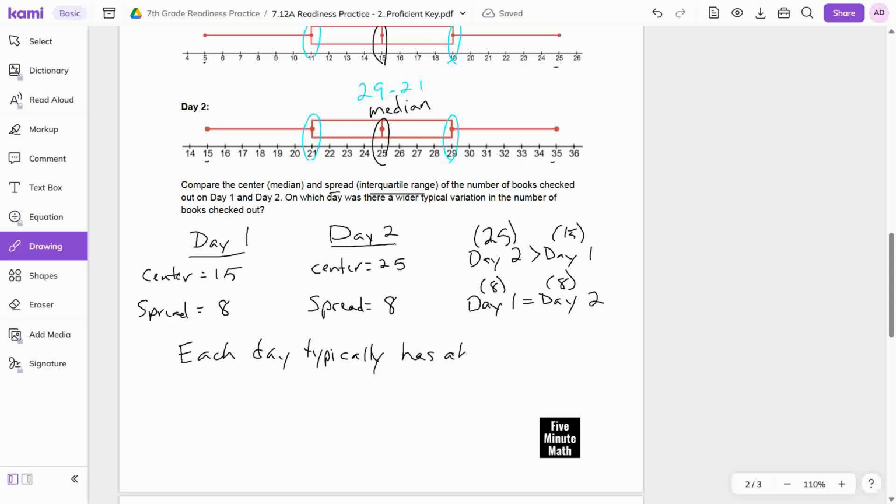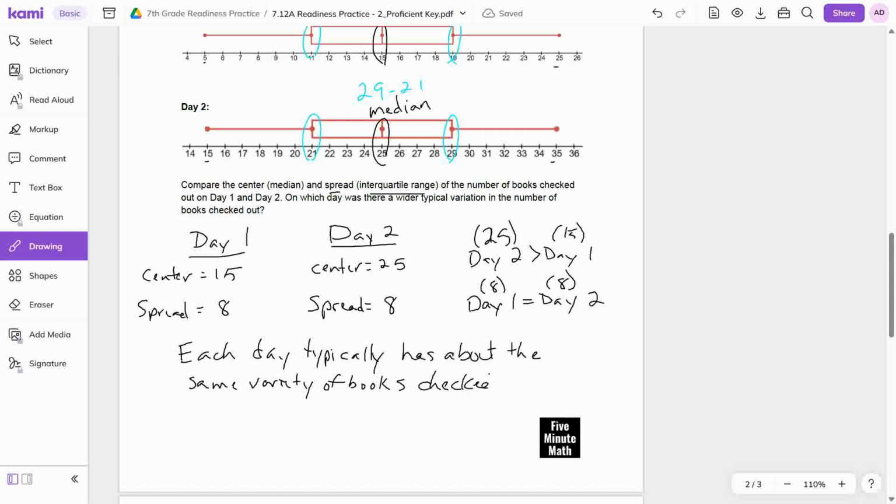Has about the same variety of books checked out. And that's because they have the same interquartile range, if we're using that as our measure. If we were to look at our range, we would see the same thing. That's going to have a range of 20.